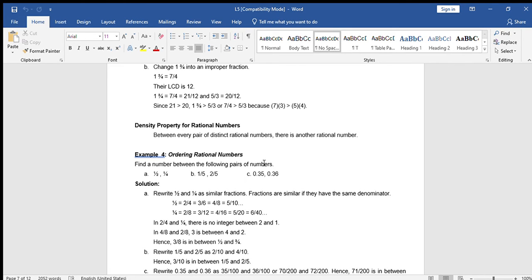3/4. Are you sure? 1/8. Let's try. So, we have here the solution in letter A.